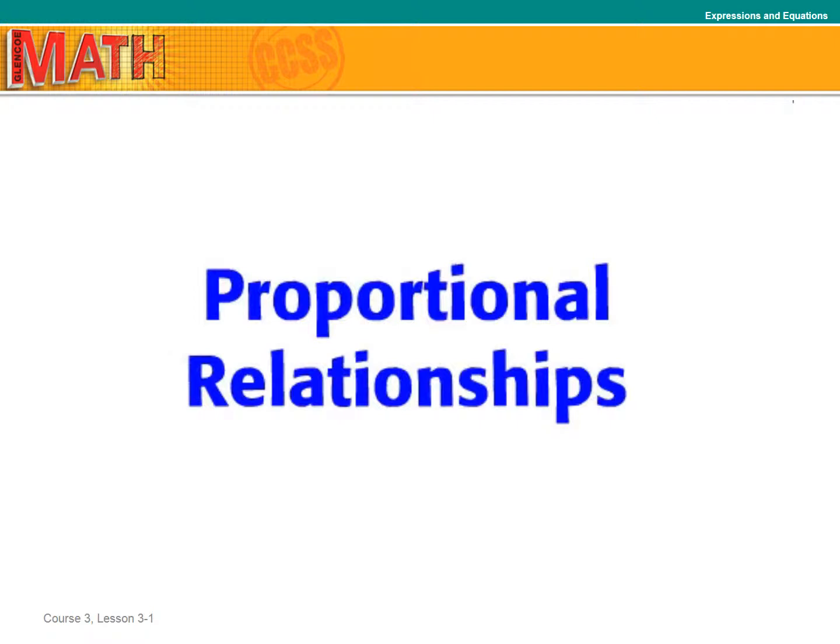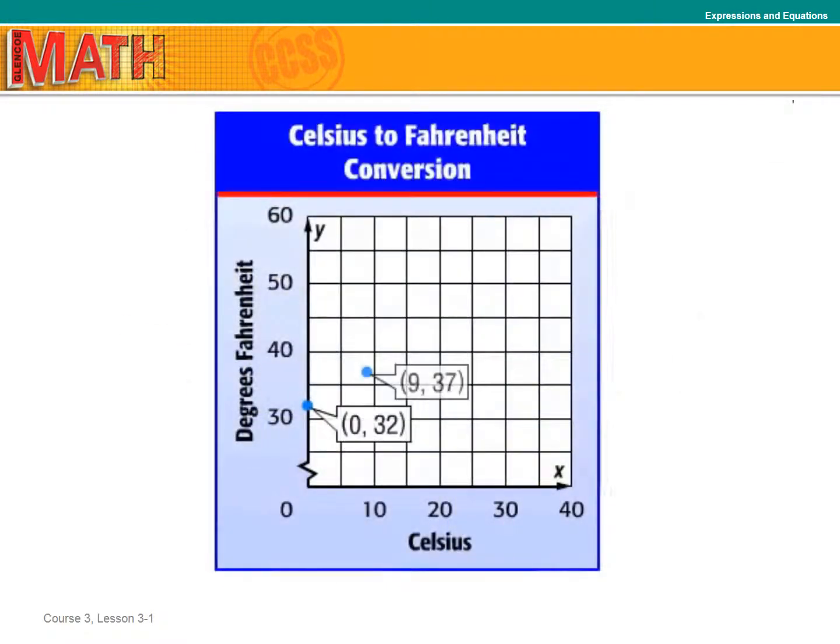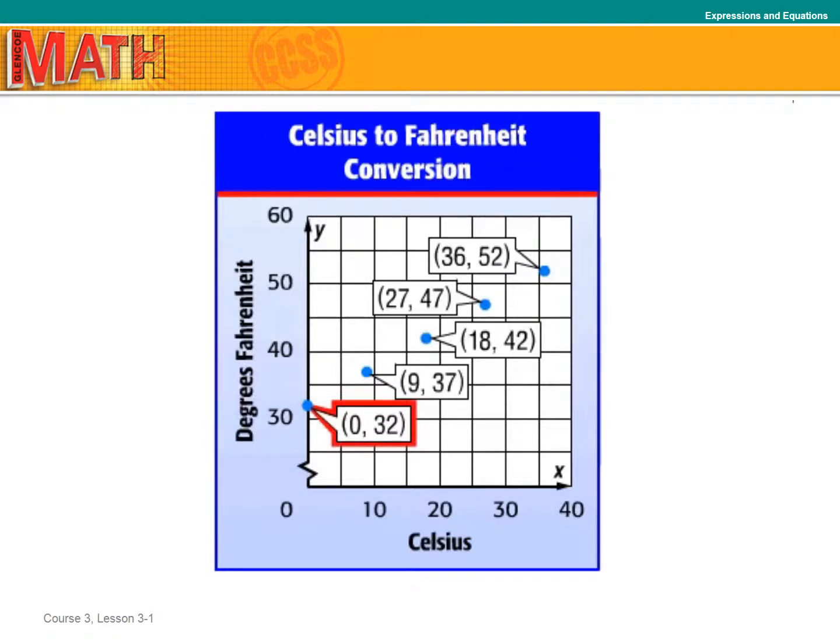Proportional relationships. Today we're going to look at identifying proportional relationships. Look at the graph to determine if there is a proportional linear relationship between a temperature on the Celsius scale and a temperature on the Fahrenheit scale. The ordered pairs represent a Celsius temperature and its corresponding Fahrenheit temperature. For example, 0 degrees Celsius is the same as 32 degrees Fahrenheit.